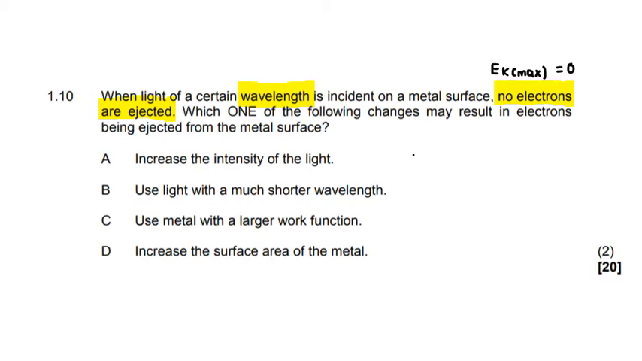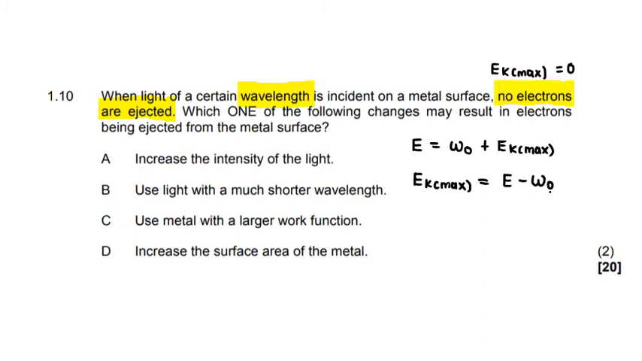So let's write down our equation. We have the equation that the energy of the light is equal to the work function plus the maximum kinetic energy of the photoelectrons. I just want to focus on this kinetic energy because they've pointed out that no electrons are ejected, so it means that the kinetic energy is 0, right? So I want to manipulate this equation and make the kinetic energy the subject. So the kinetic energy is equal to the energy of the light minus the work function.